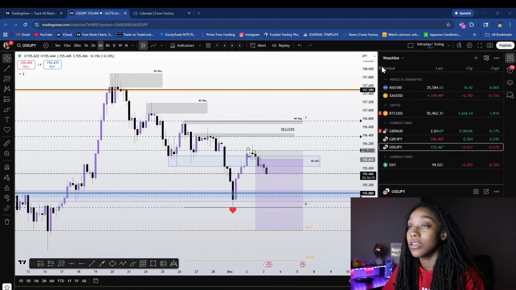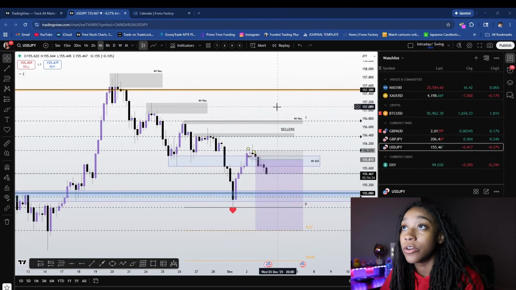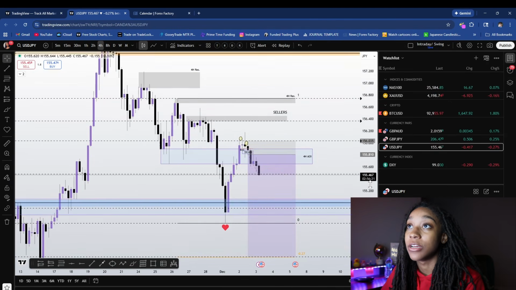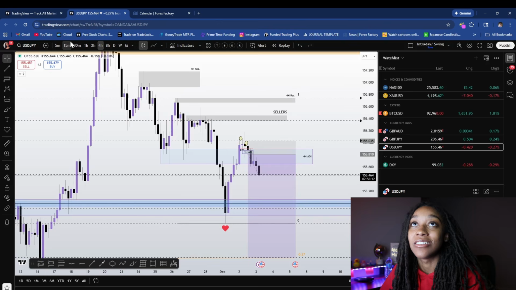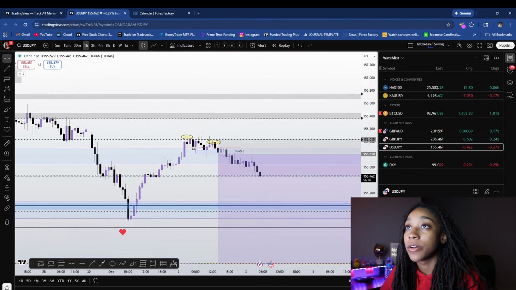So here is my chart. As you can see, we are actually in this USD JPY trade. We did get an entry. I'm gonna break down this entry. I wanted to do it live for you guys, but I got a 9 to 5. I had to work. I'm sorry, I couldn't do it. But I will show y'all what I did.